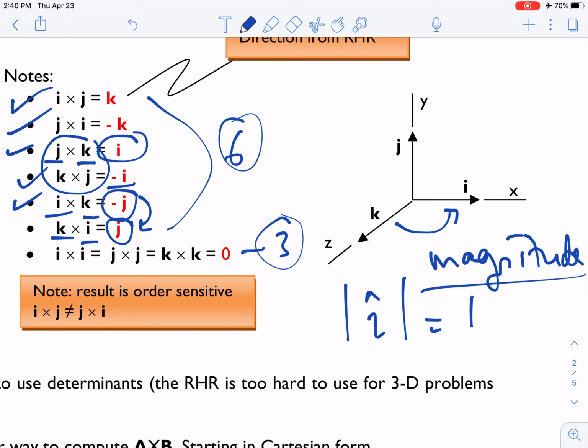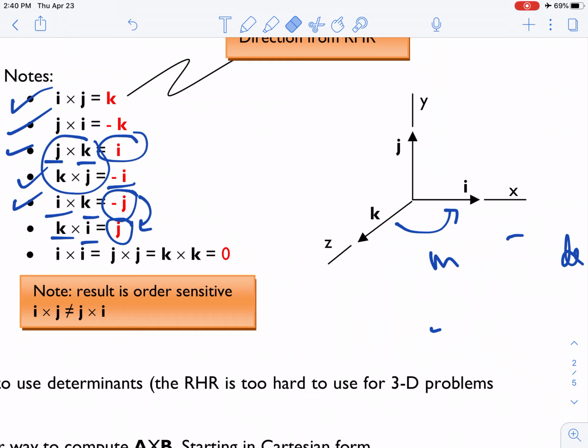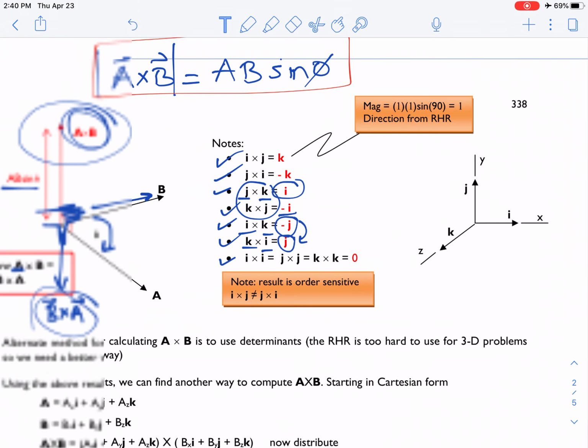And again, the i.i, j.j, k.k were the only ones that gave us non-zero. The others gave us 0. Now it's opposite to the dot product, because in the dot product you took the ones that were parallel to each other. Those are the ones that gave you non-zero. In cross product, it is the ones that are perpendicular to each other that give you non-zero. Okay, you can see it on this kind of check. Again, it is very order sensitive, so be careful with that.